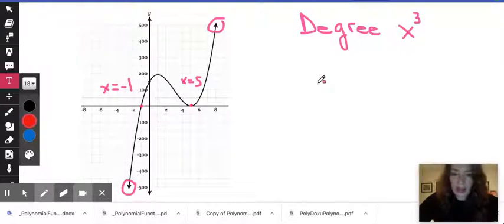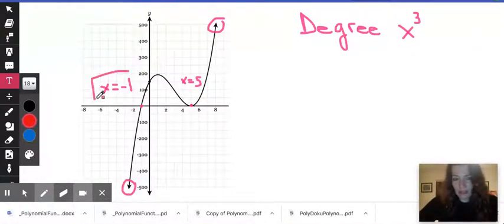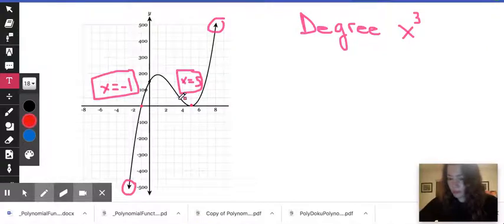So let's go ahead and write down our x-intercepts. We have x equals -1 and x equals 5. Now, if you notice at 5, the graph doesn't go through the x-axis. It just touches it and then changes direction. So this is a bounce right here, and a bounce means that we have a double root.